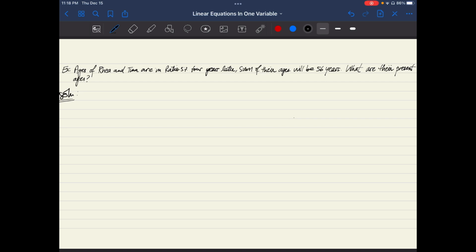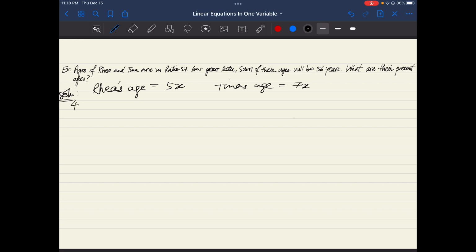Now, moving on to our next question. It says, ages of Rhea and Tina are in the ratio of 5:7. 4 years later, the sum of their ages will be 56 years. What are their present ages? Now, according to the ratio that has been provided to us, we can say that Rhea's age is 5x and Tina's age is 7x.